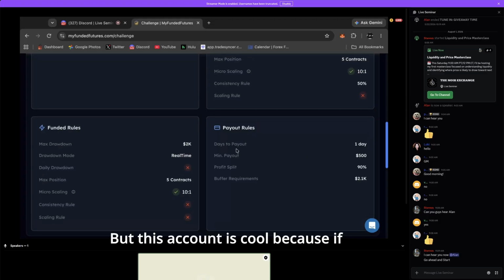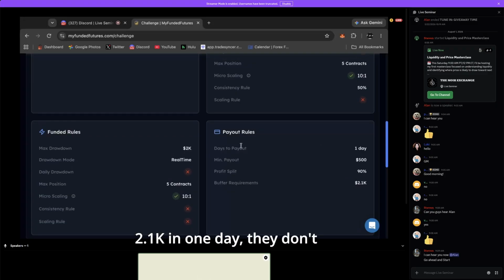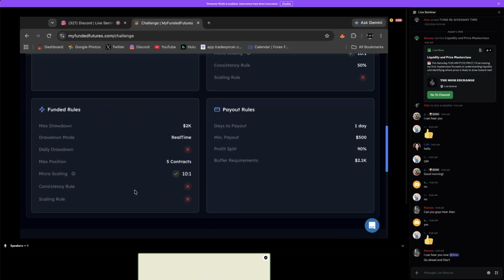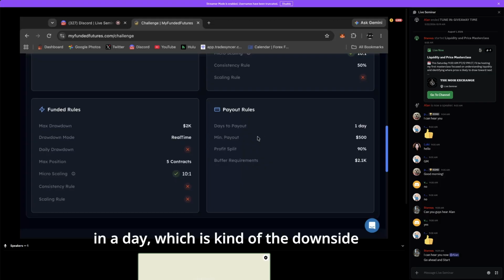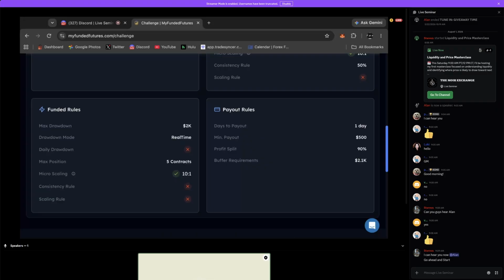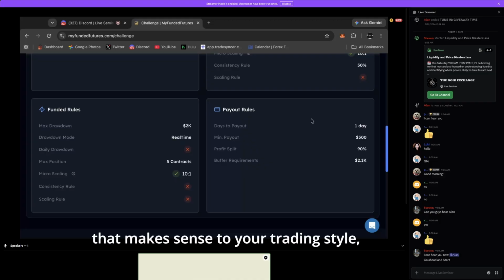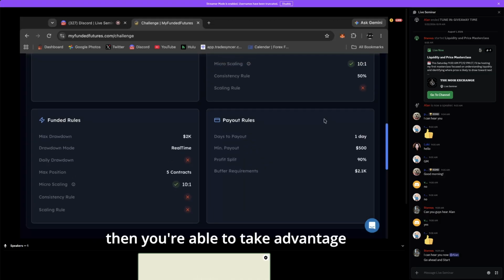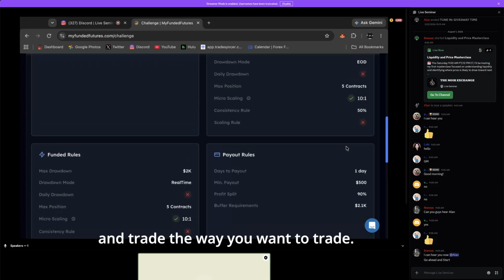But with this account, it's cool because if somehow you make over 2.1K in 1 day, they don't really have a consistency rule, which is shown here. That usually kind of sucks on some accounts because they make you stay consistent, and some accounts limit how much you can make in a day, which is kind of the downside to some of these accounts. But you have to find the right rules, and once you find an account with the right rules that makes sense for your trading style, then you're able to take advantage and trade the way you want to trade.